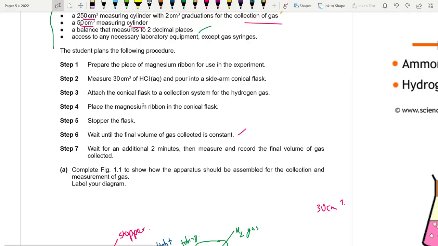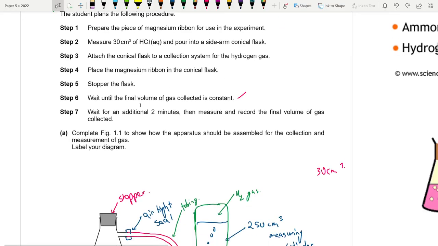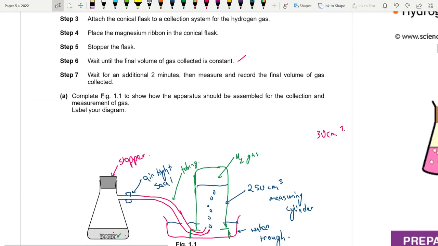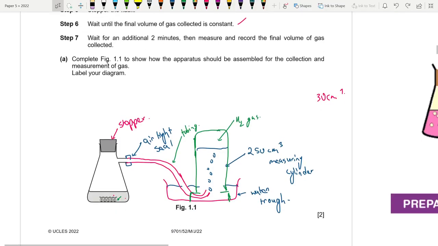Stopper the flask, wait until the final volume of gas collected is constant. Wait for an additional 2 minutes, then measure and record the final volume of gas collected. Great. So we are asked to complete figure 1.1 to show how the apparatus should be assembled for the collection and measurement of gas.